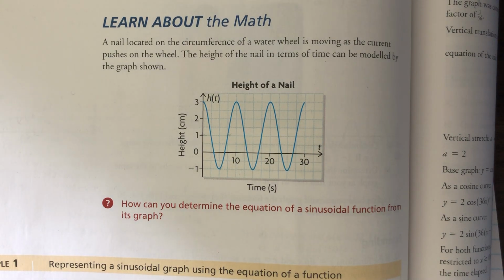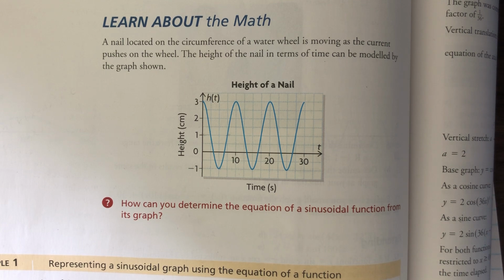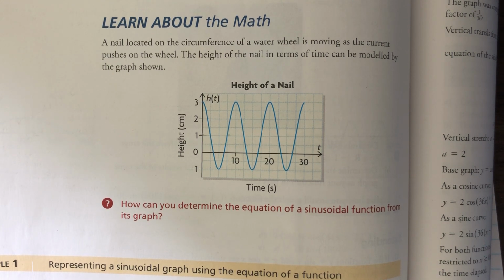The first example is on page 386 of your textbook. It says a nail located on the circumference of a water wheel is moving as the current pushes on the wheel. The height of the nail in terms of time can be modeled by the graph shown. How can you determine the equation of a sinusoidal function from its graph?